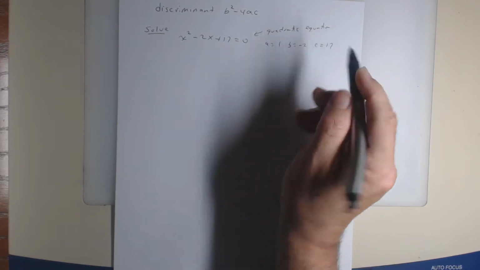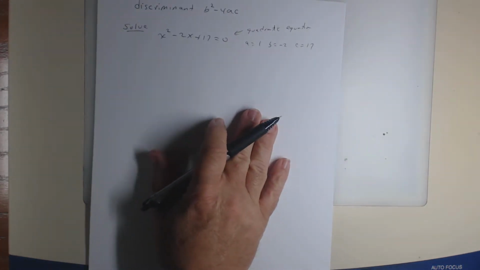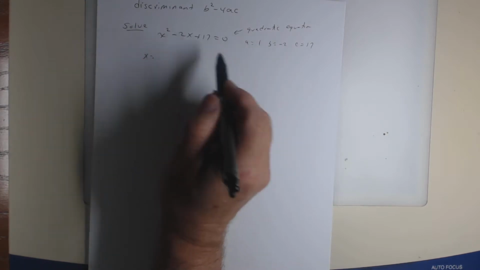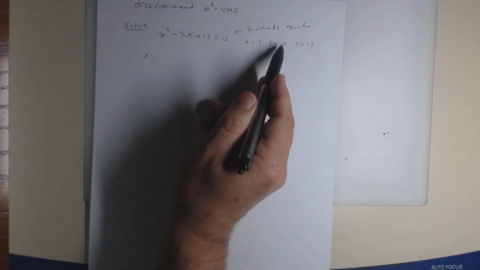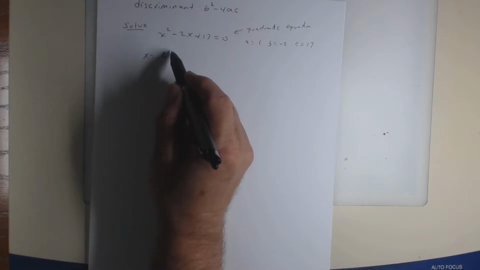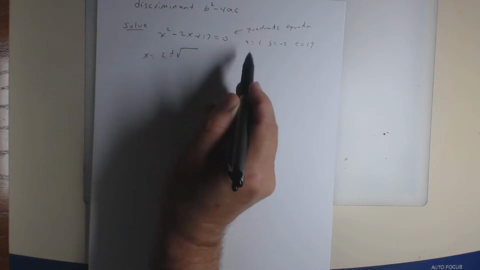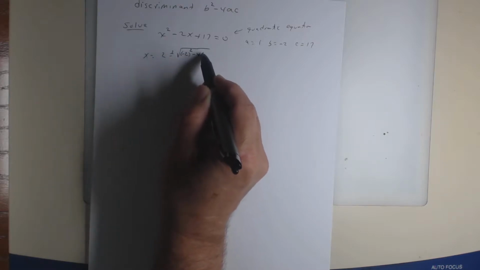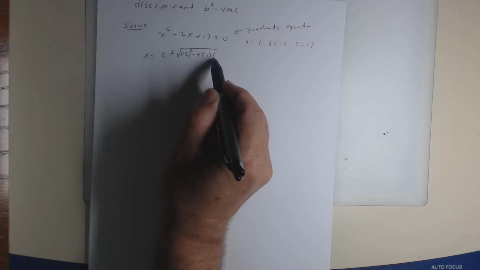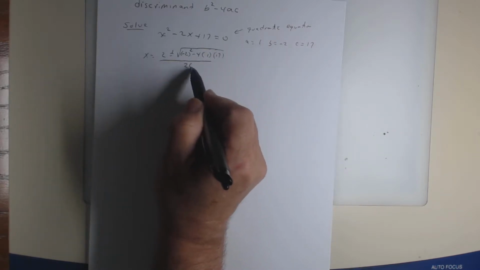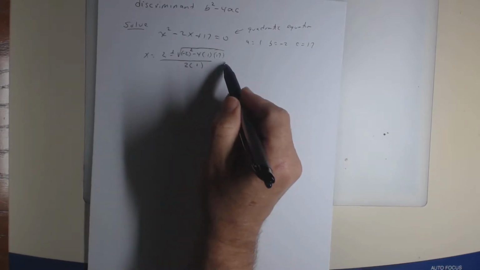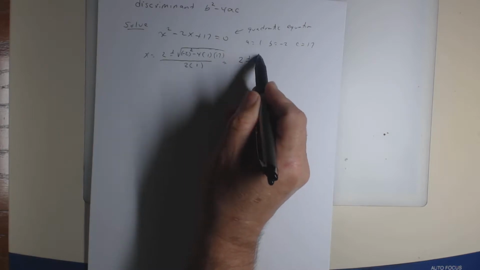What's c? All right. So if I plug all that back into the quadratic formula, I get x equals the opposite of b. What's b? Negative 2. The opposite of negative 2 is 2. Plus or minus the square root of b, which is negative 2. What do I do to it? Minus 4 times a. A is 1 times c, which is 17. All over 2 times a. And what's a? 1. So I get 2 plus or minus the square root of.